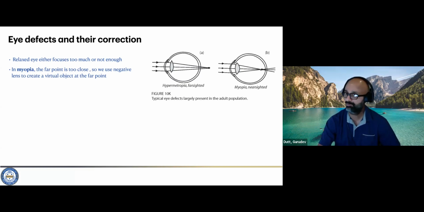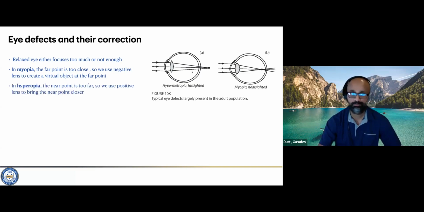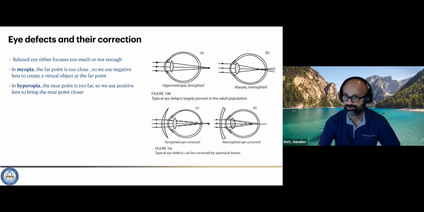I am certainly myopic. And similarly, there's hyperopia or hypermetropia, where the parallel rays of light get focused behind the retina. Okay. What happens in hyperopia or hypermetropia is that the near point is too far. That means that objects that are too close to your eye don't get focused onto the retina. They get focused further out. Okay. So we use a positive lens to bring that near point closer. So this is shown here.